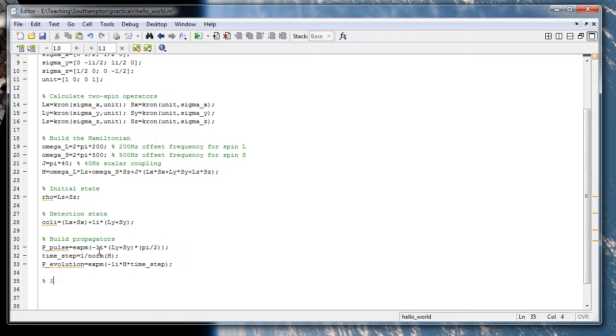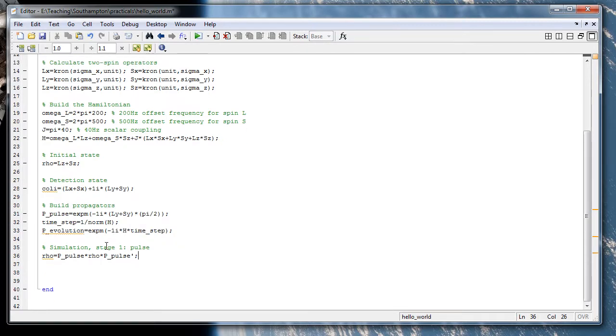Right, so simulation. Stage 1. Pulse. So rho equals, if you remember the equations that we had in there, it had to be the propagator or the pulse, the matrix exponential on one side, times rho, and then the Hermitian conjugate of our propagator, P pulse conjugate. The conjugation sign in MATLAB is fairly simple. So this is the standard two-sided propagation thing, and we've applied the pulse to our system.